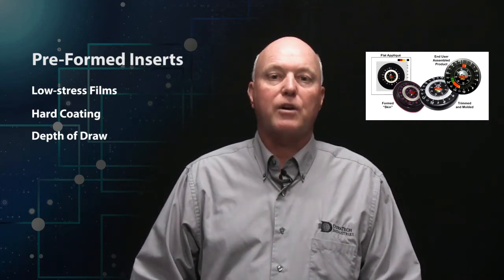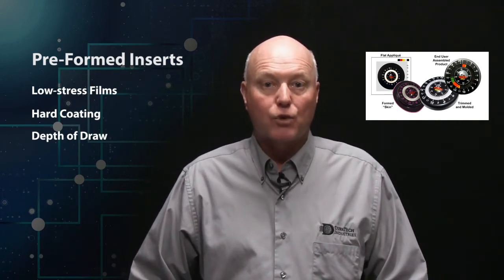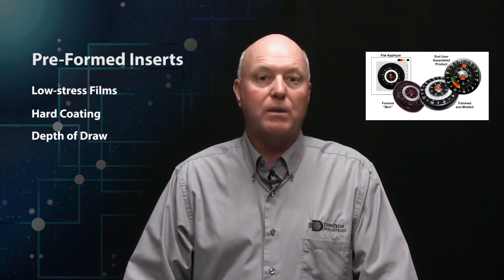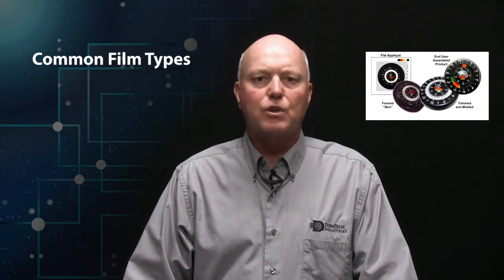For example, part geometries with greater than ½ inch of draw would generally require at least a 15 mm insert. Parts with over an inch of draw will most likely need a 20 mm product. Following are some of the more commonly used film types for IMD, with brief benefits or limitations for each.